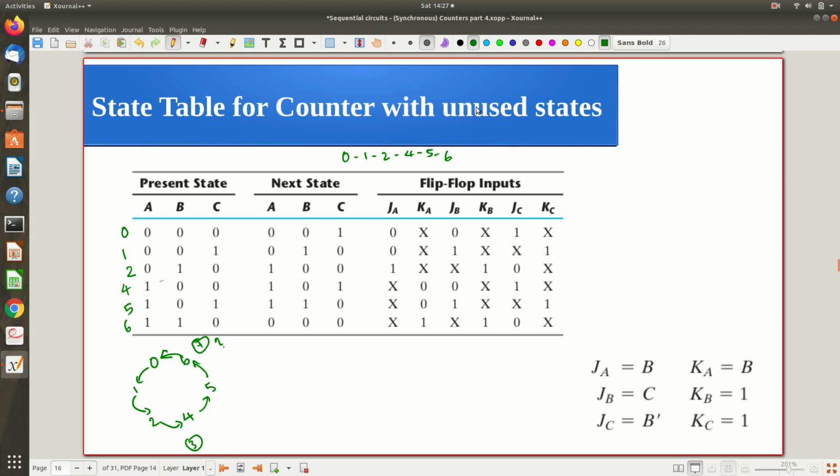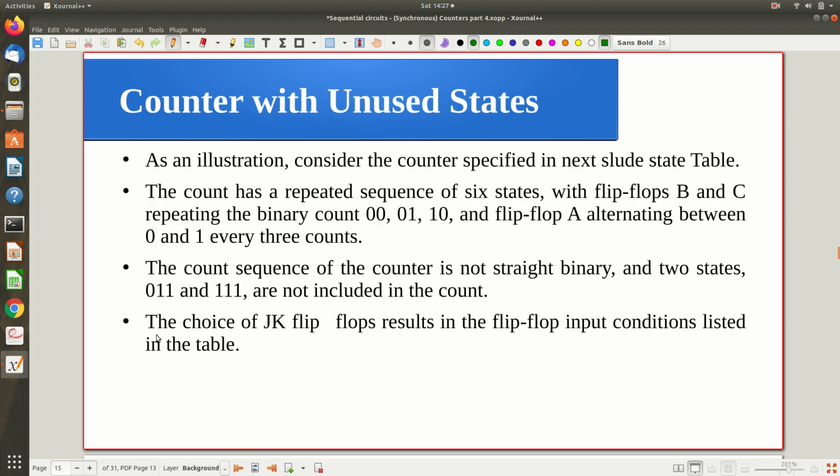Here if you are observing, you can see that B and C, the least significant 2 bits, are counting like 0 0, 0 1, 1 0. Then 1 1 is missing. After 0 0, 0 1 and 1 0, it goes back to 0 0, 0 1 and 1 0. So that pattern is being repeated. For the first half it is 0, then 1. That is explained in here. As an illustration, consider the counter specified in the next slide, right?